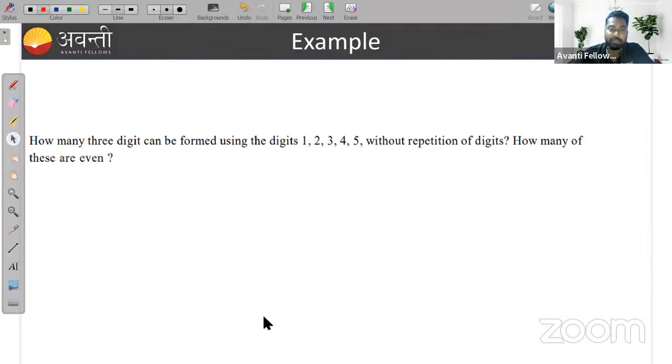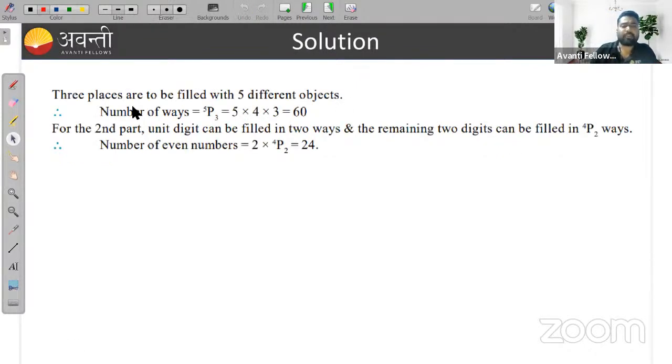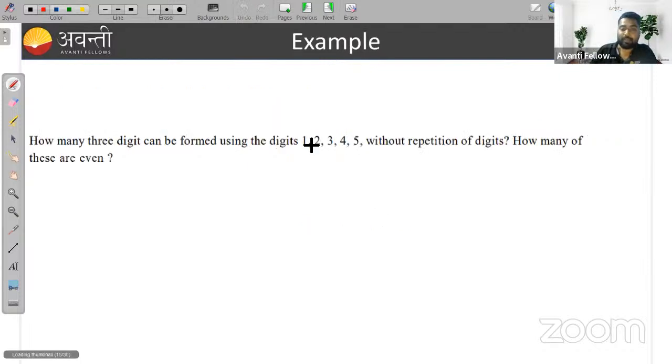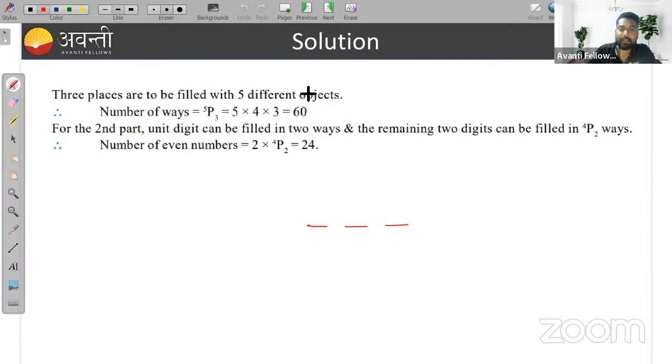So let's see the solution of this question. Very simple. 3 places are to be filled with 5 different objects. That means we have to make 3-digit numbers, so we have 3 places and 5 different objects, the digits 1, 2, 3, 4, 5. The answer will be 5P3, or by the fundamental principle of counting: for the first place we have 5 options, for the second place 4 options, for the third place 3 options. So the answer is 60.